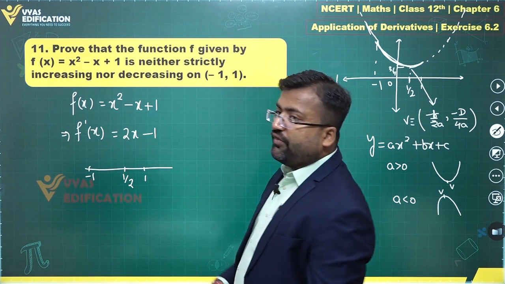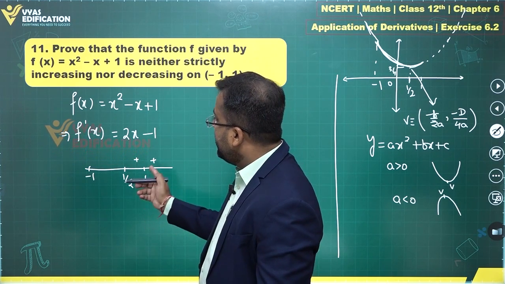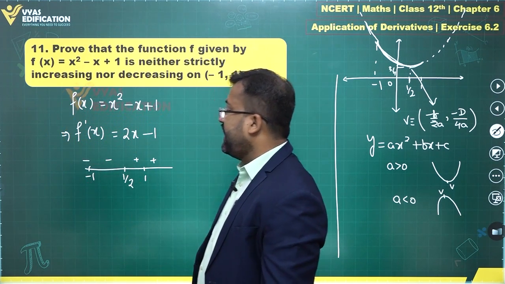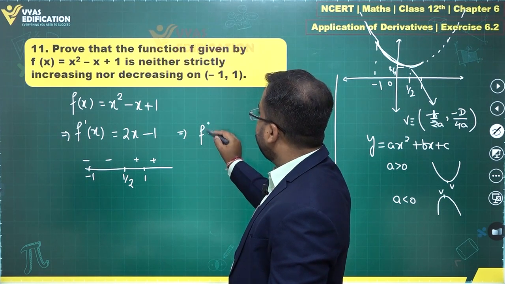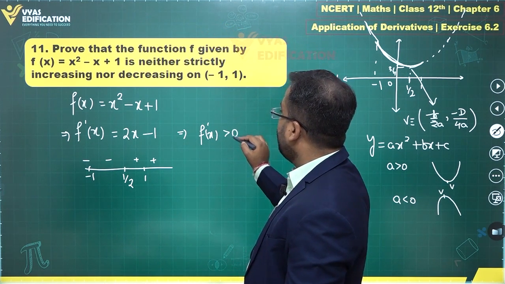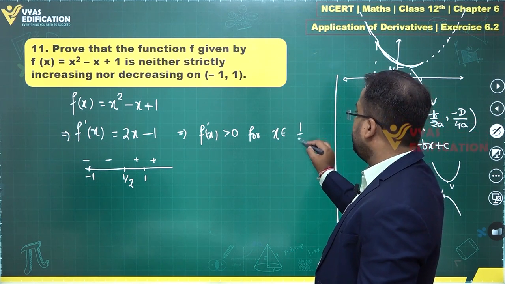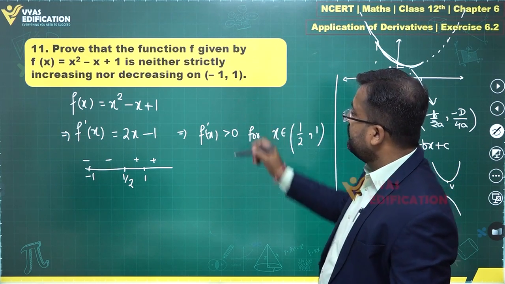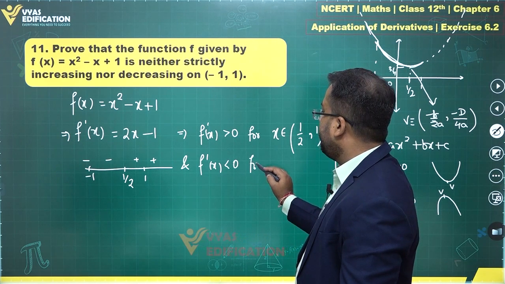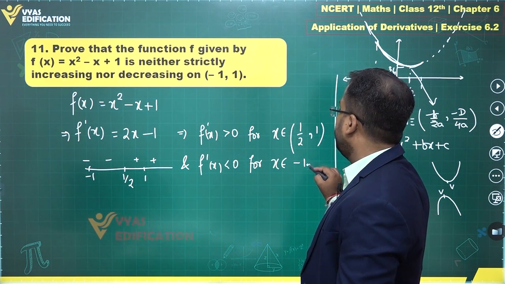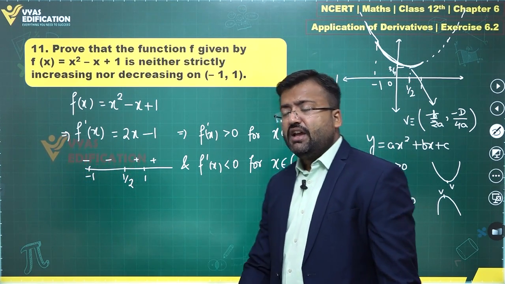Beyond 1 by 2, this will be a positive value. And before 1 by 2, this will be negative actually, yes. And you may observe that f prime x is greater than 0 for x belongs to 1 by 2 comma 1 when we are talking about this interval, and f prime x is less than 0 for x belongs to minus 1 comma 1 by 2. That's what you can observe from here, right?